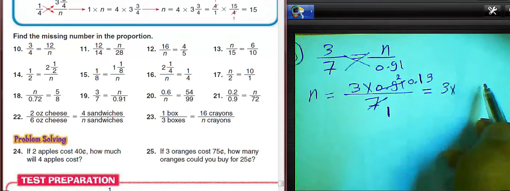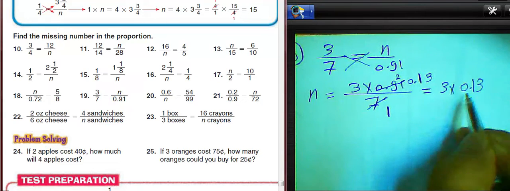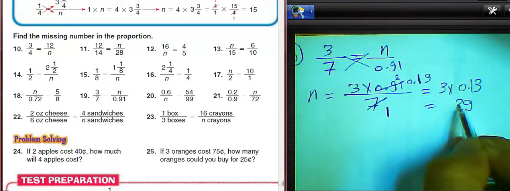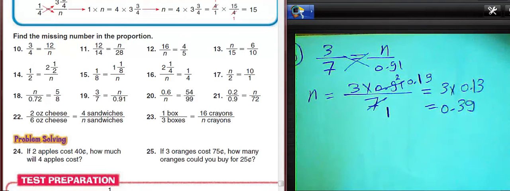3 multiplied by 13 hundredths. 3 times 3 equal 9. 3 times 1 equal 3. And write 0 here. So the result will be 39 hundredths.